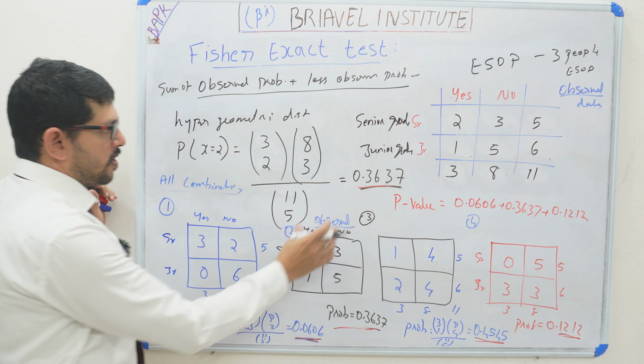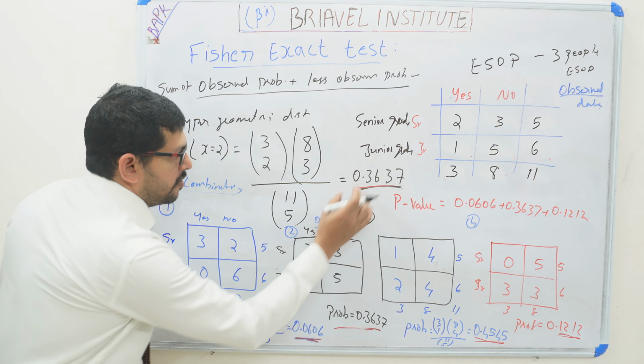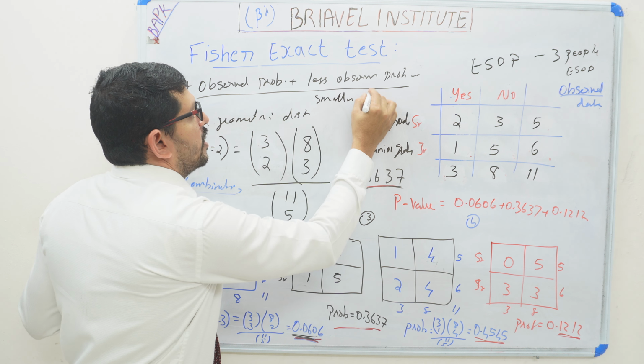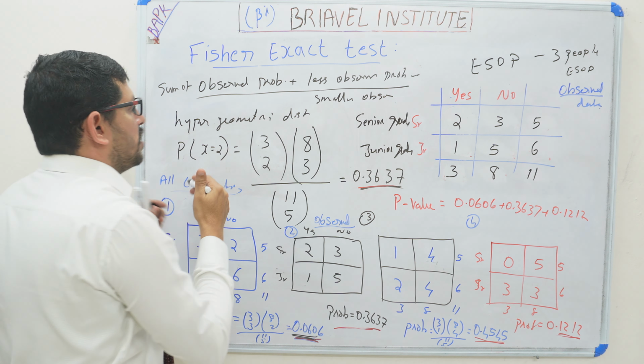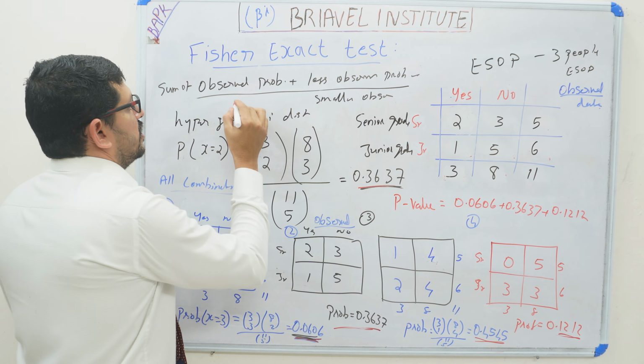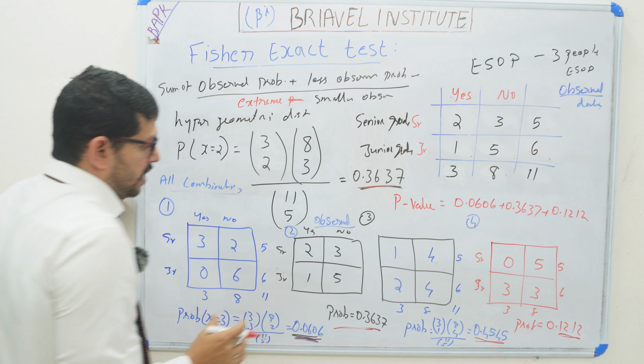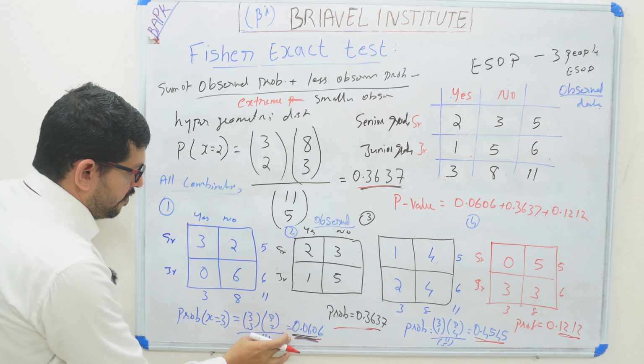So here the observed probability is 0.3637. So we need to take those less than 0.3637. This value also we have to take, and this one is less than. This smaller-than-observed probability, we can call the extreme cases. What will be the extreme cases? The extreme case will always be a smaller probability.